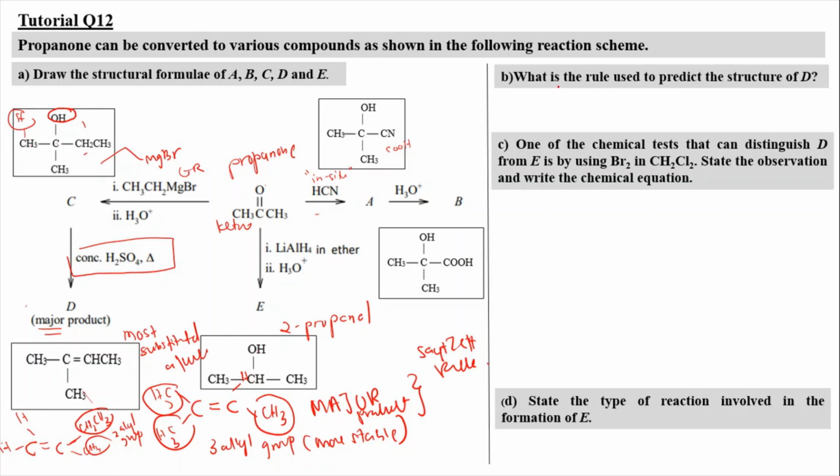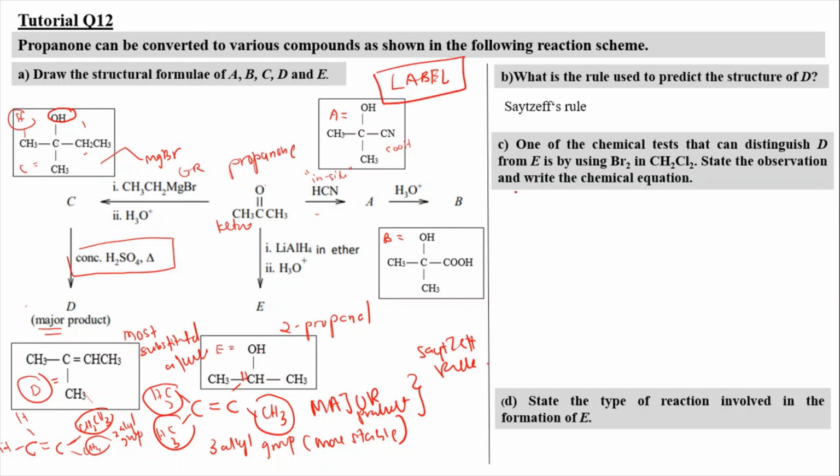Now we're going to do 12B, which is what is the rule used to predict the structure D here. Okay, so this is the structure D. So structure D is based on the Saytzeff rule. Okay, and if you were to write the structure, ensure that you put the label. A is equal to this structure, B is equal to this structure, E is equal to this structure, D is equal to this structure, and C is equal to this structure. It is important to do the labeling.